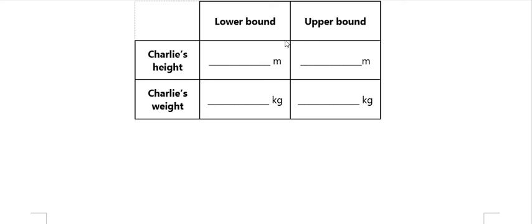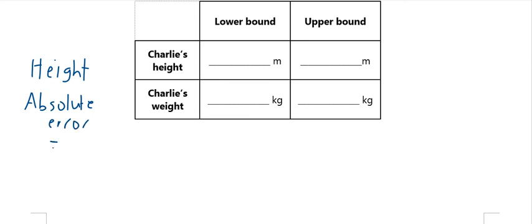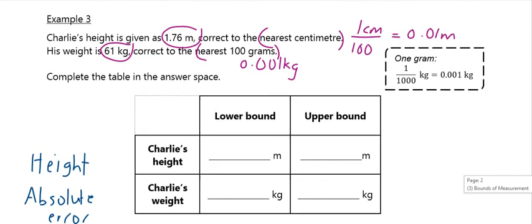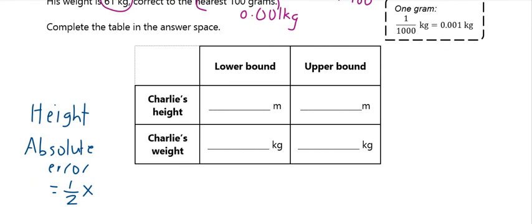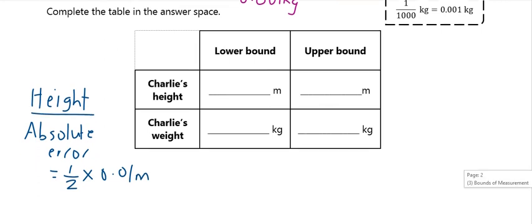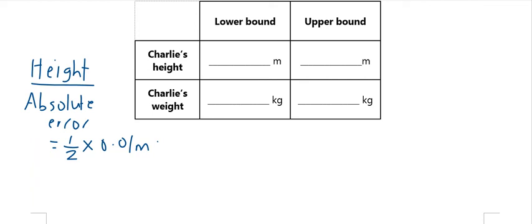So here you are given the absolute error. You have to find the absolute error first. So for the height, okay, let's start with the height first. Okay, so absolute error will be half times your units of measurement for this one. So 0.01, right? So 0.01 meter. So this is for your height. Okay, so you will get 0.005 meter.